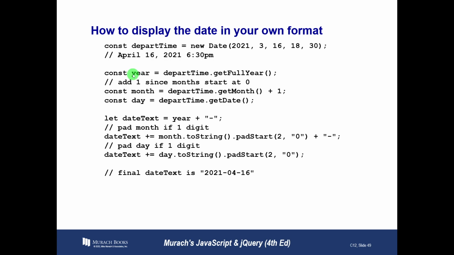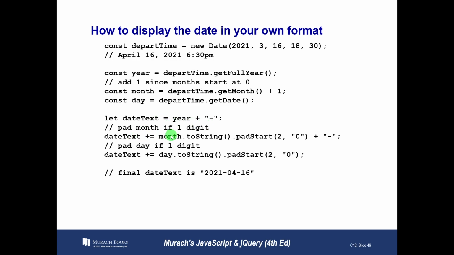I can do this. I'm taking the year. Take the depart time and get the full year out, store it in this variable called year. Get the month out, add 1 to it so it makes sense to the rest of the world, and store that in month. I can call get date to get the day. Let date text equal the year, which is what I pulled out, plus a dash. So then I'm going to take the date text that I had here.